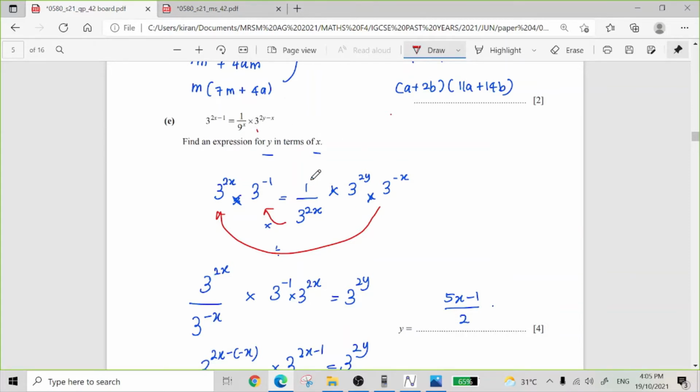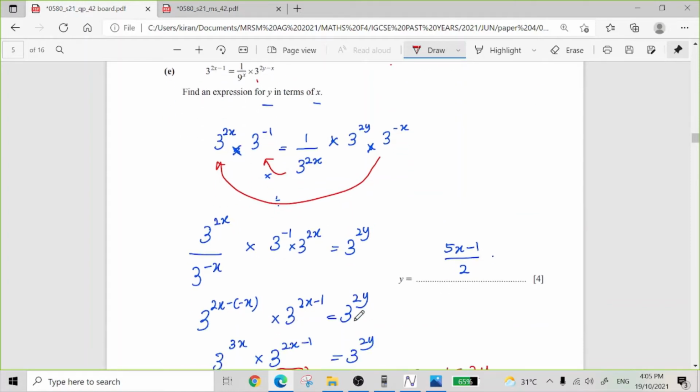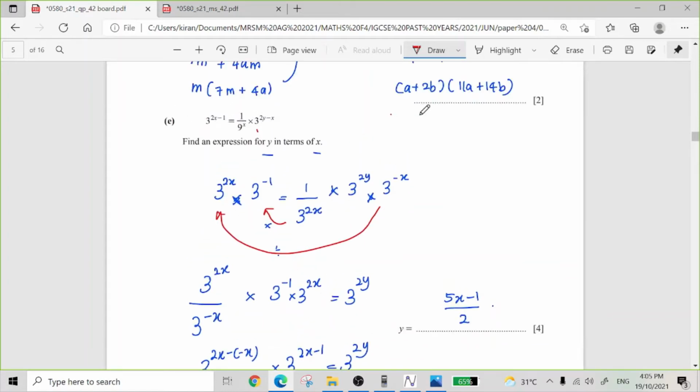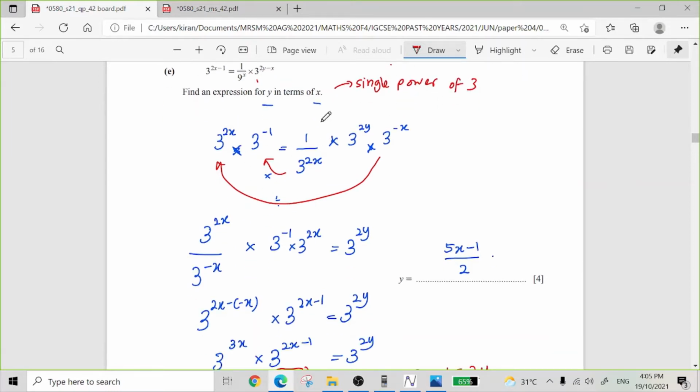Jadi bila kita nak simplify to make y as a subject, kita kena simplify until we get single power of 3. Okay, so kind of question awak kena rearrange lah, rearrange using, and then apply any law of indices that related to this kind of expression.